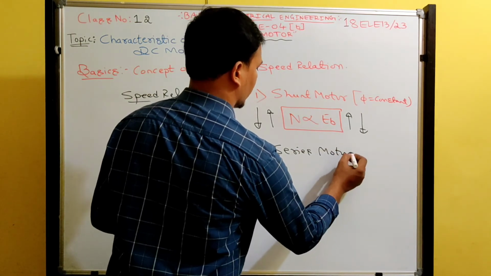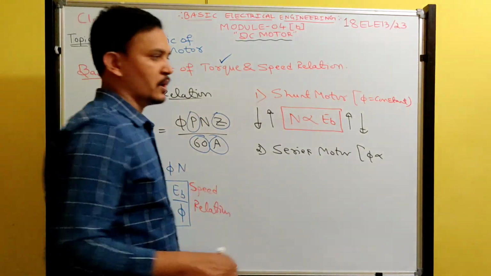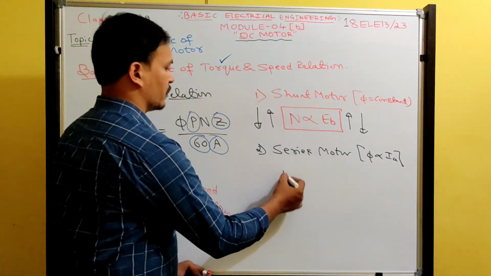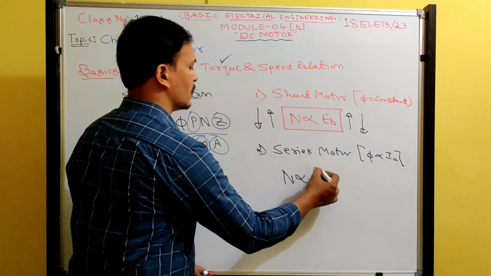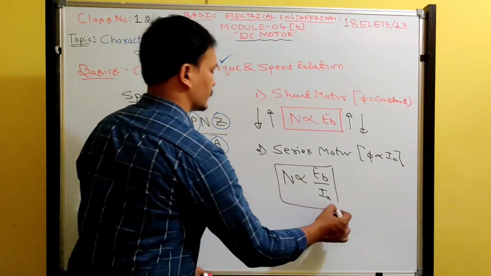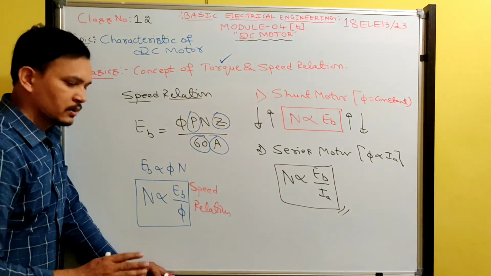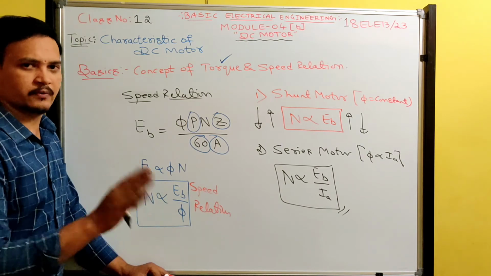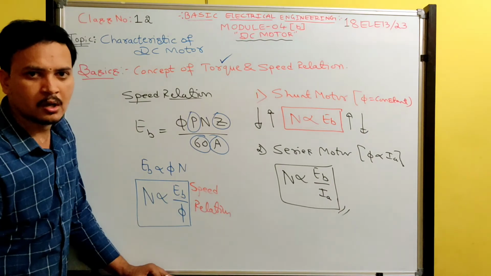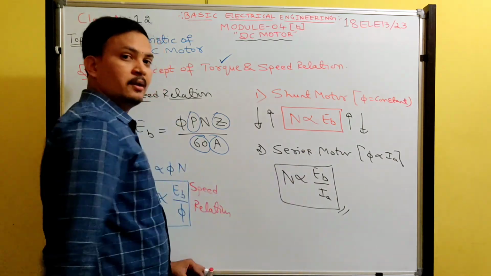Next, for a series motor, what did we learn previously? Flux is proportional to what in a series motor? Very good, armature current. So now the speed relation is N is proportional to E_b by I_a. This is the common speed relation applicable for both shunt and series motors. For a shunt motor, take flux as constant. For a series motor, take flux as proportional to armature current. Therefore, N is proportional to E_b by I_a.